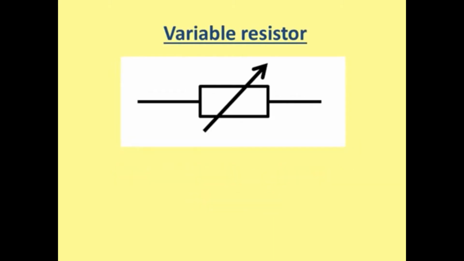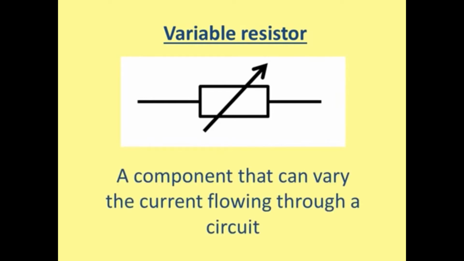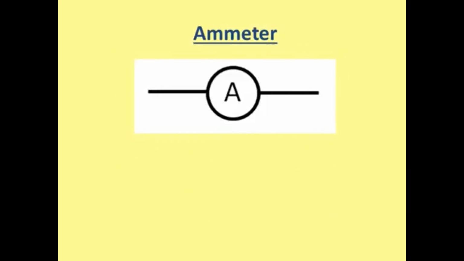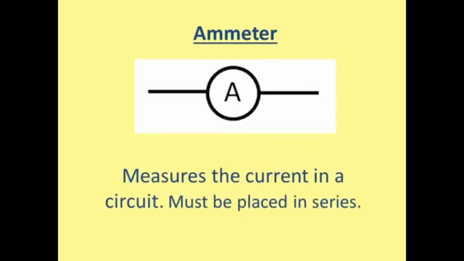A variable resistor, very similar to a resistor, but you can change the resistance, therefore you can change the current flowing through a circuit. It's the rectangle with an arrow through it. This is an ammeter. An ammeter measures the current in a circuit. It must be placed in series. We'll look at how to connect ammeters in the next video.